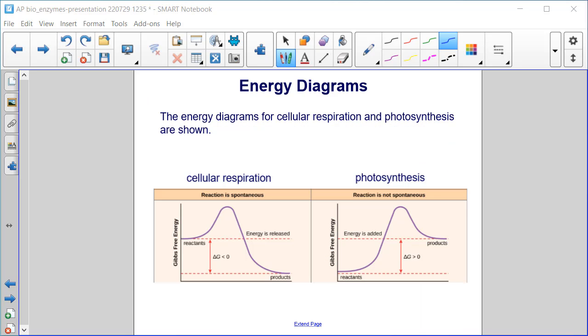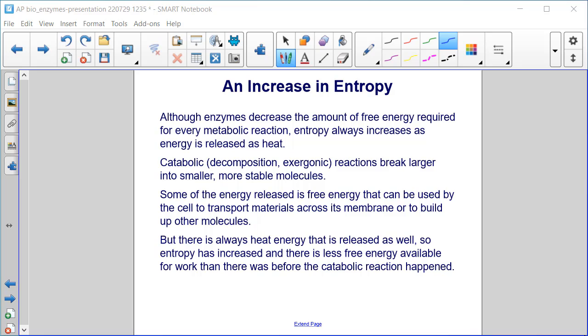The energy diagrams for cellular respiration and photosynthesis are shown. For cellular respiration on the left, you can see that the energy of the products is lower than the energy of the reactants, and that difference in energy is what is released. For photosynthesis, the reactant energy is below the product energy, so the products have more energy. How much more is the energy that is added? Although enzymes decrease the amount of free energy required for every metabolic reaction, entropy always increases as energy is released as heat.